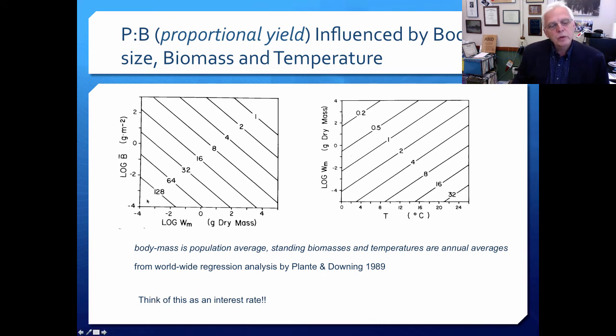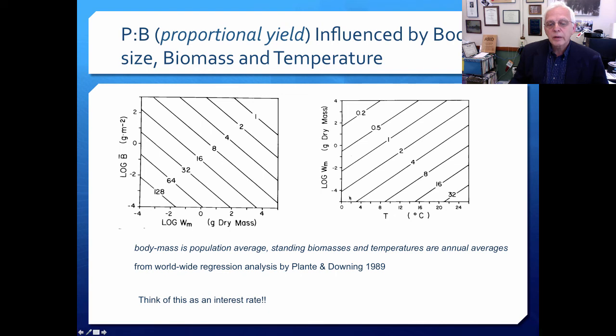Likewise, if you look at the body size, the bigger things tend, as I've said before in previous sessions, big things do things more slowly, little things do things more rapidly. So clearly, the very large organisms, the largest organisms in this set of populations, or communities actually, tend to have very low proportional yields for a given overall biomass.